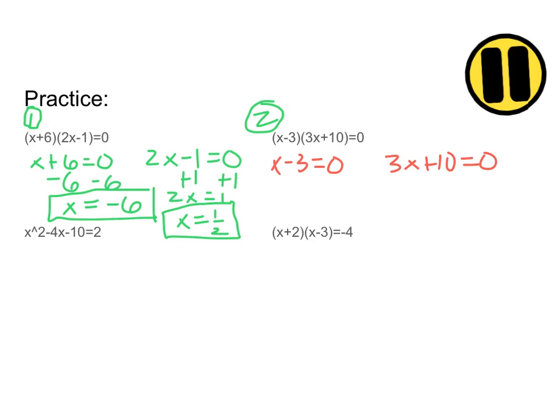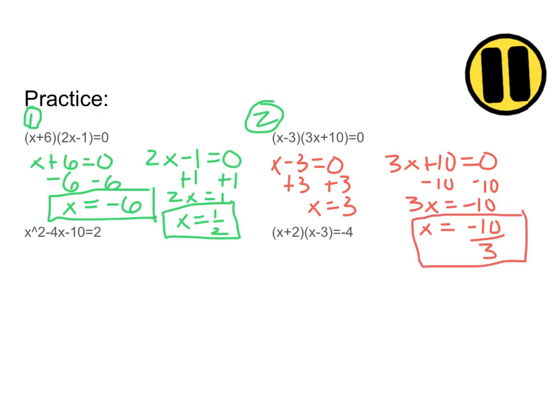All right, ready to check number 2. Once again, I break up my factors so that they both equal 0. So I get x could equal 3, or x could equal -10 thirds. Give yourself a check if you got those right. And then move on to number 3.